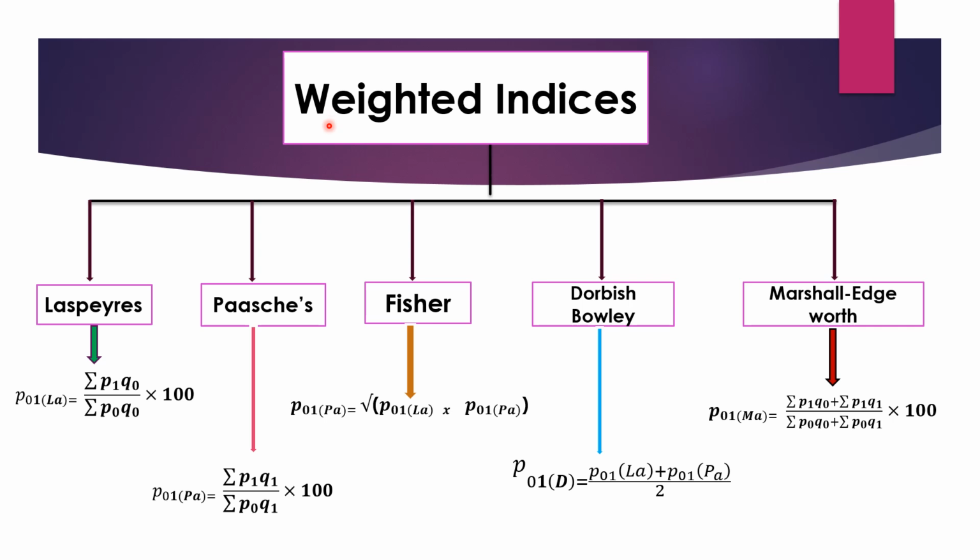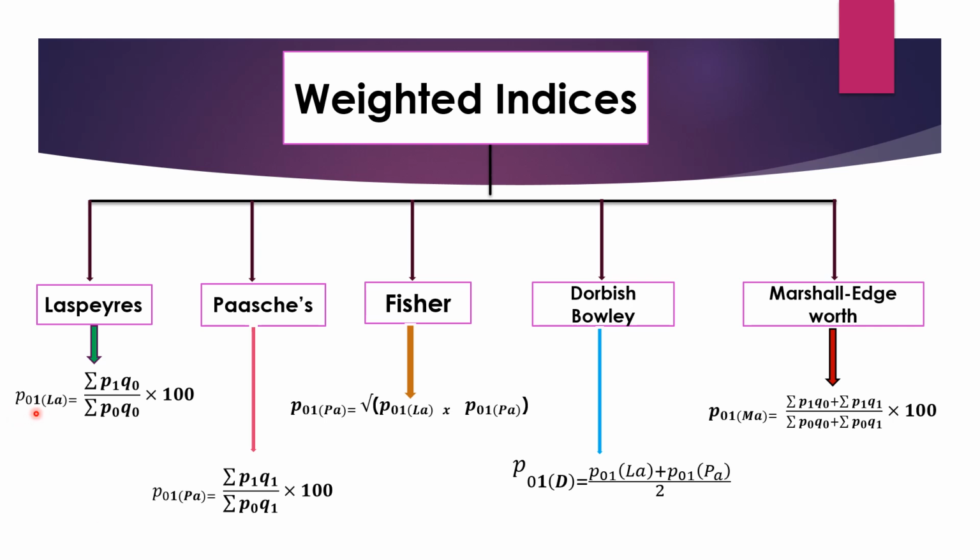First, we will see about weighted indices. These are classified into 5 types: Laspeyres price index number, Paasche's price index number, Fisher price index number, Drobisch-Bowley price index number, and the last one is Marshall-Edgeworth price index number. So first we will see the Laspeyres price index number, which is denoted as P01 of Laspeyres price.